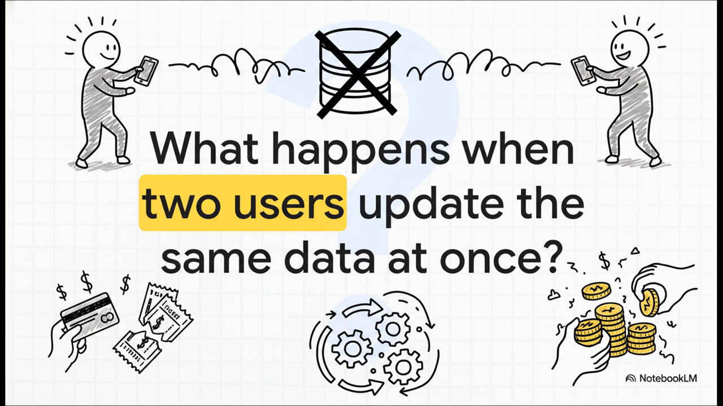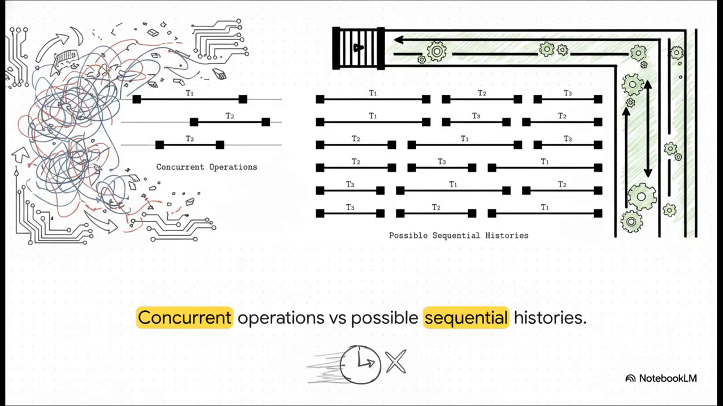Say two people are trying to buy the absolute last concert ticket online, or maybe they're simultaneously withdrawing money from a joint bank account. If a database doesn't have incredibly strict rules in place, this simultaneous access literally leads to absolute chaos. We're talking lost money, double-booked seats, and just completely inconsistent data across the board. And this brilliantly illustrates the heart of our problem.